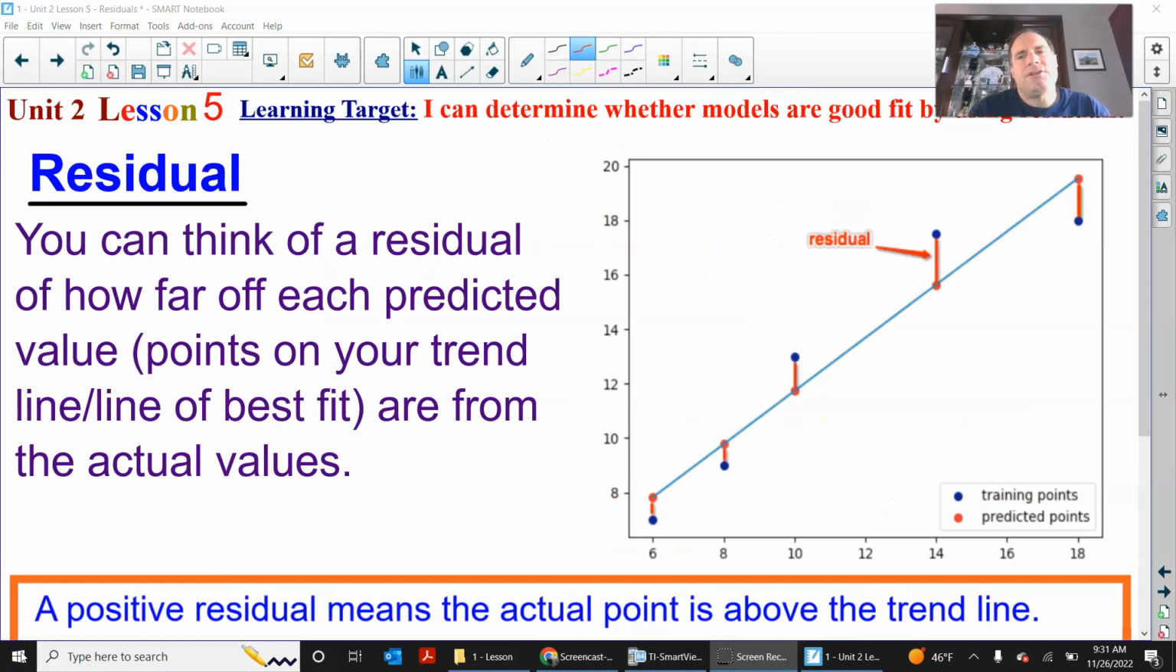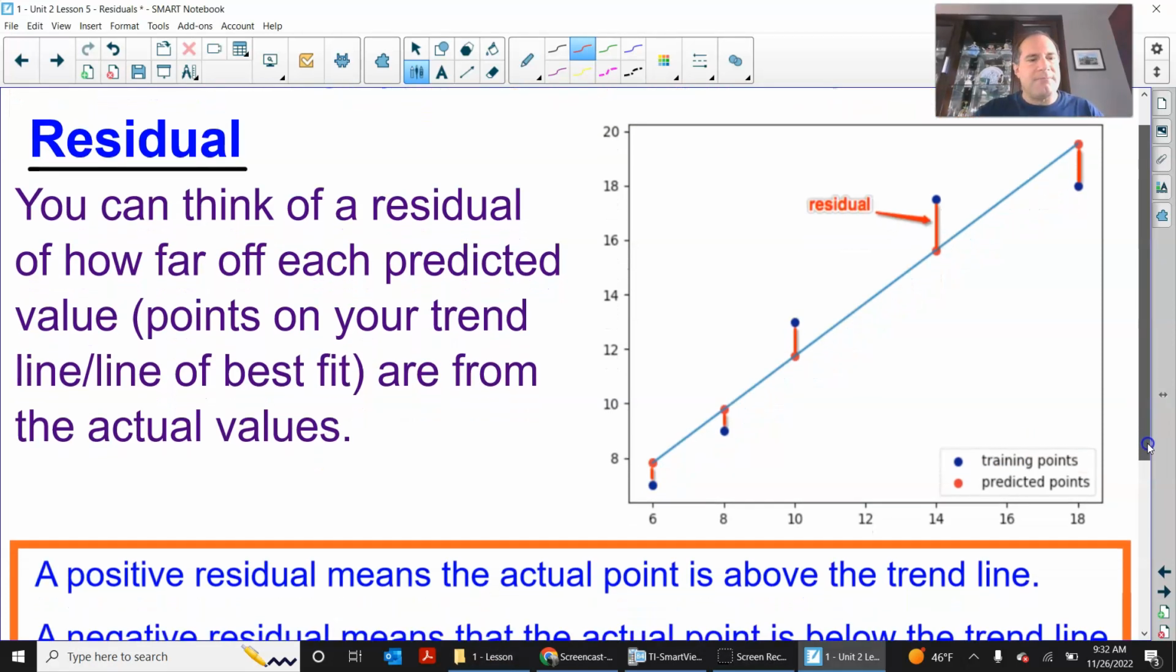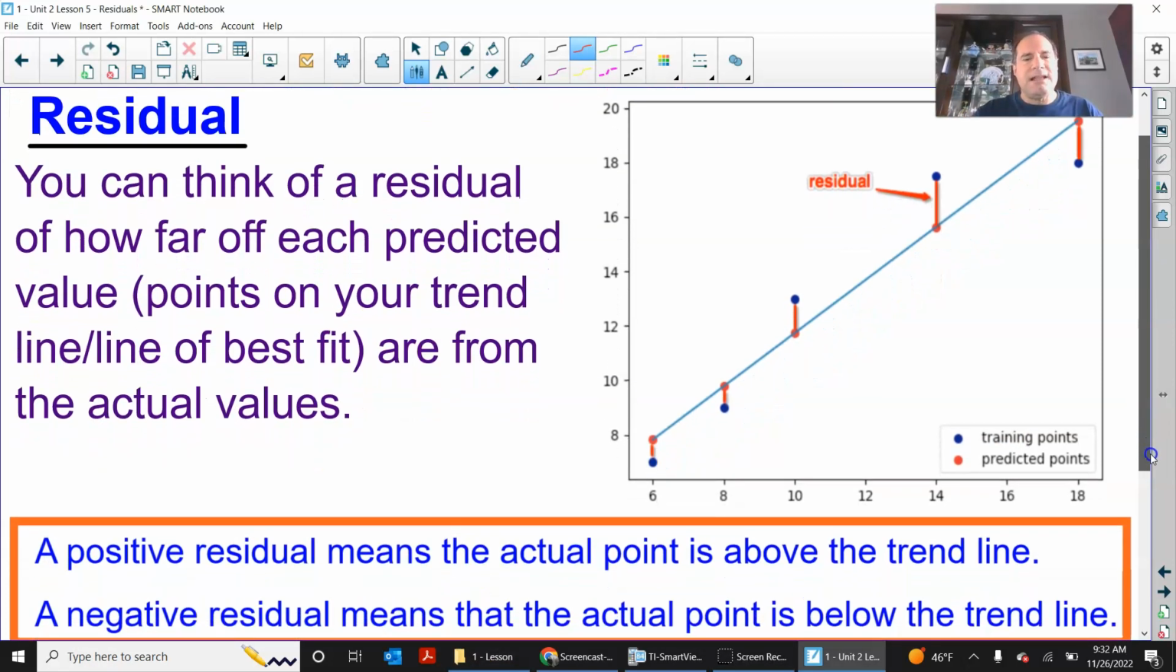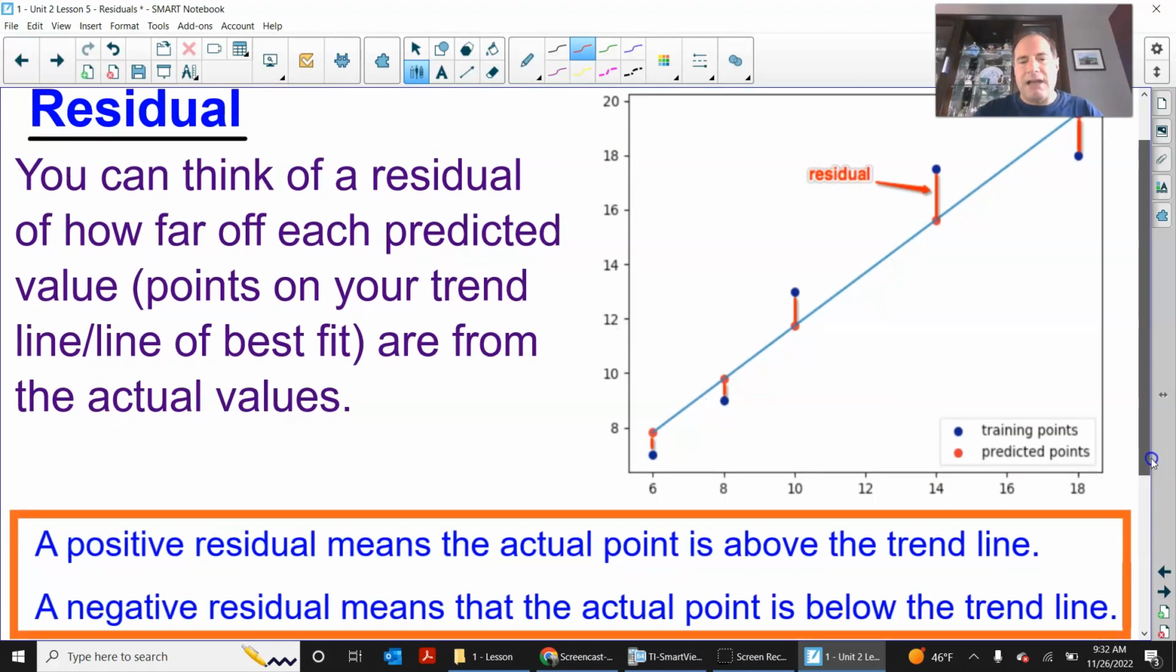So you could think of residual as how far off each predicted value, the points on your trend line, your line of best fit, are from the actual values. And just remember, a positive residual means that the actual point is above the trend line. And as it says on the bottom right here, a negative residual means that the actual point is below the trend line.